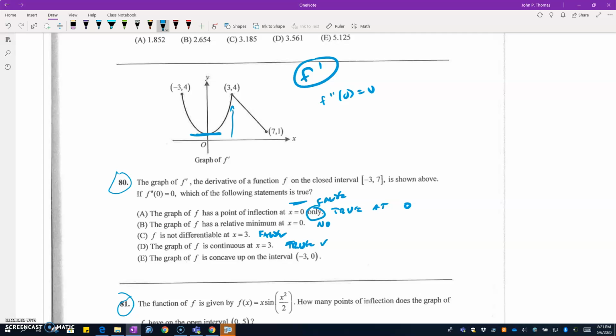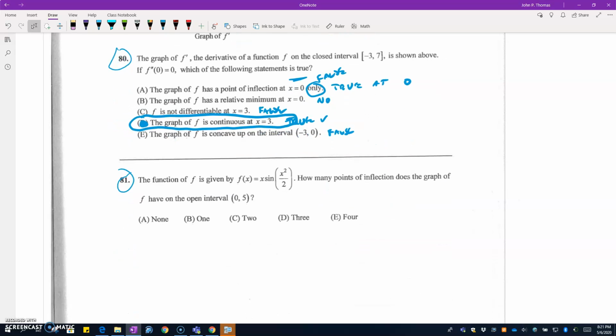E says the graph of f is concave up on the interval -3 to 0. From -3 to 0, the slopes of this, which correspond to the second derivative, are negative. And when the second derivative is negative, it's concave down. So that one's false as well. So our correct answer here is D. And it hinges on the idea of differentiability.